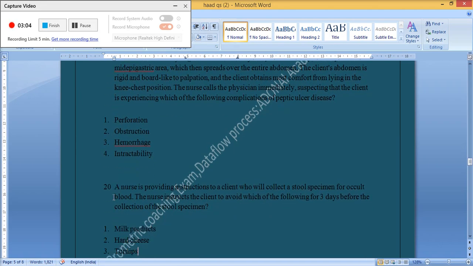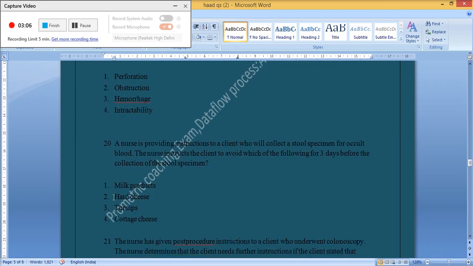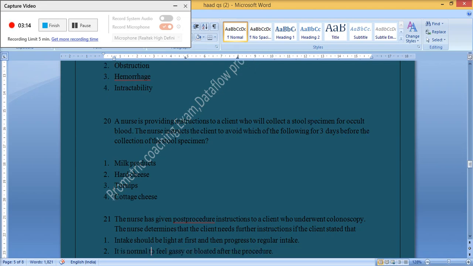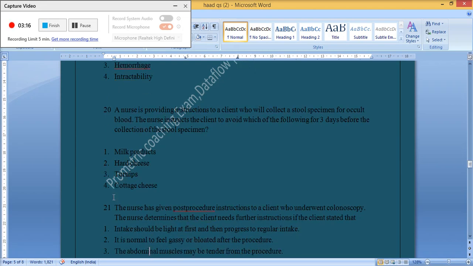20. A nurse is providing instruction to a client who will collect a stool specimen for occult blood. The nurse instructs the client to avoid which of the following for 3 days before the collection of the stool specimen? 1. Milk products. 2. Hard cheese. 3. Turnips. 4. Cottage cheese. The correct answer is 3.